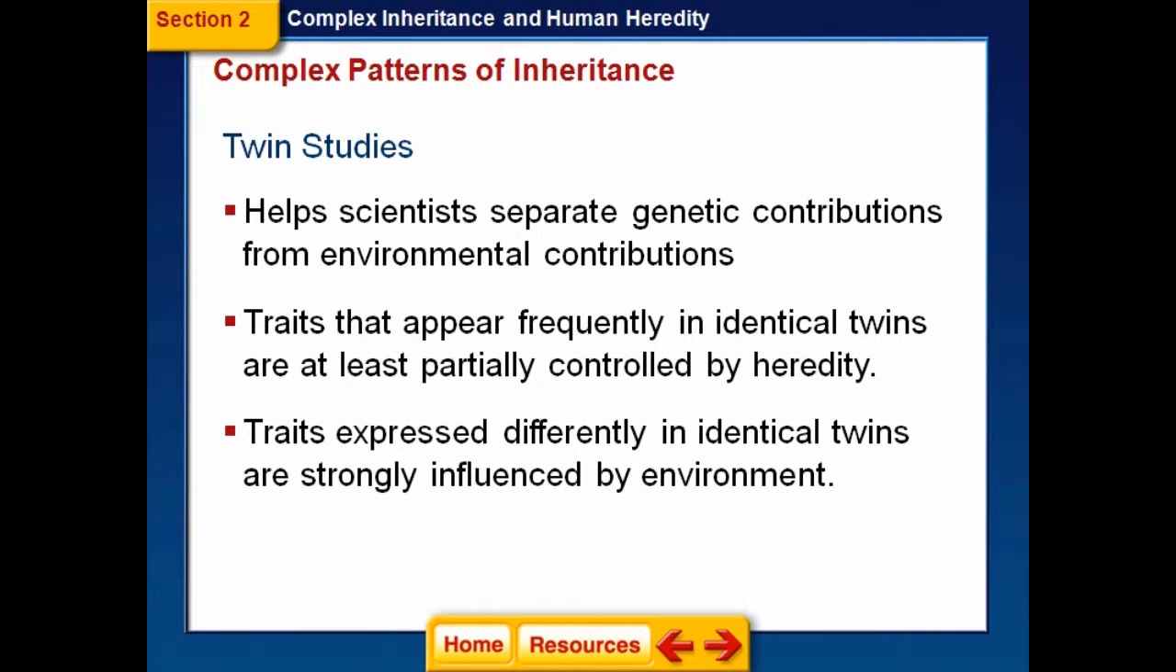And traits that appear frequently in identical twins are at least partially controlled by heredity. And traits expressed differently in identical twins are strongly influenced by environment. So in other words, there are some traits that almost always are determined by heredity, but it's helped scientists understand that there are some traits that are more influenced by the environment that the organism is in.